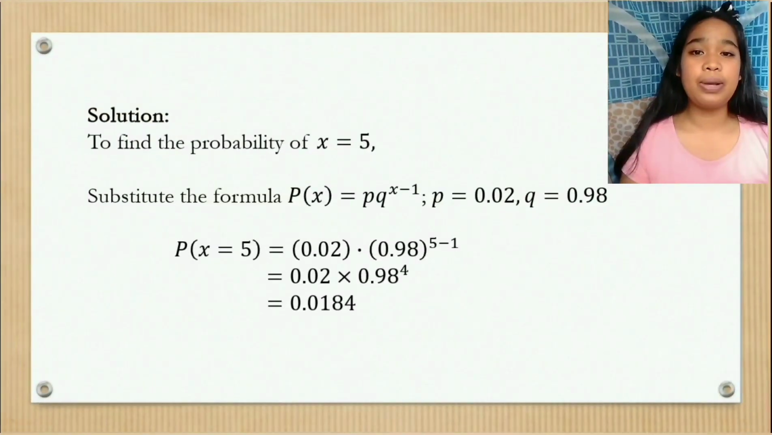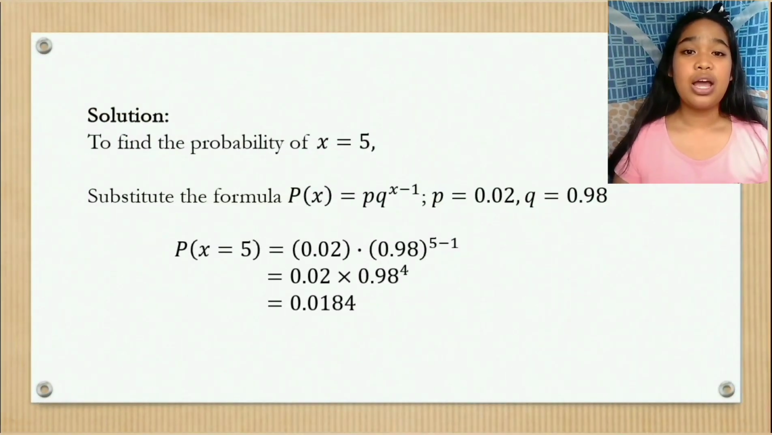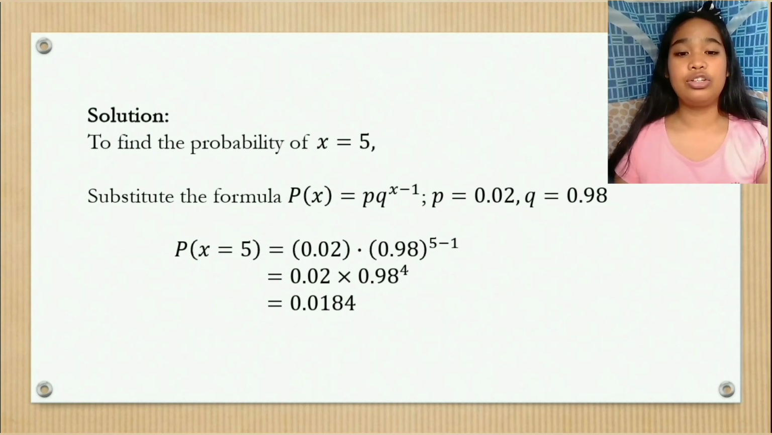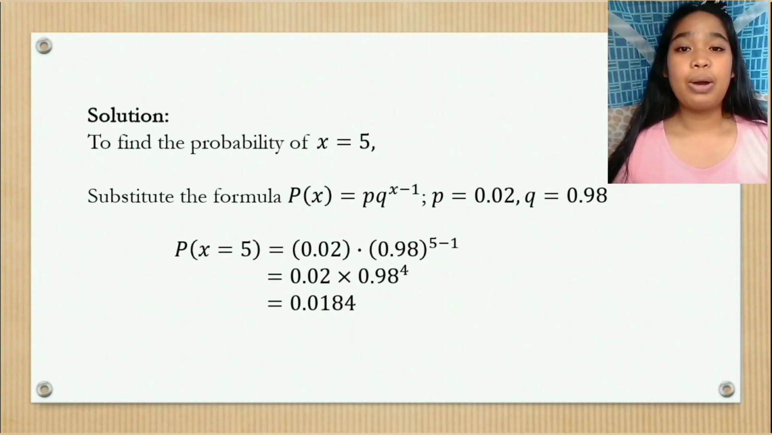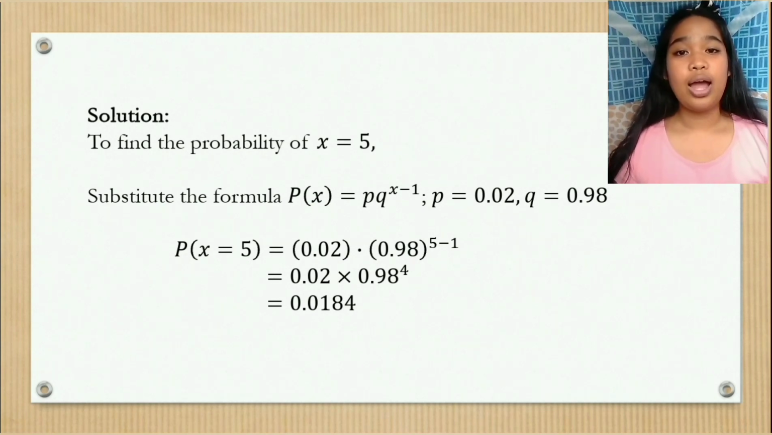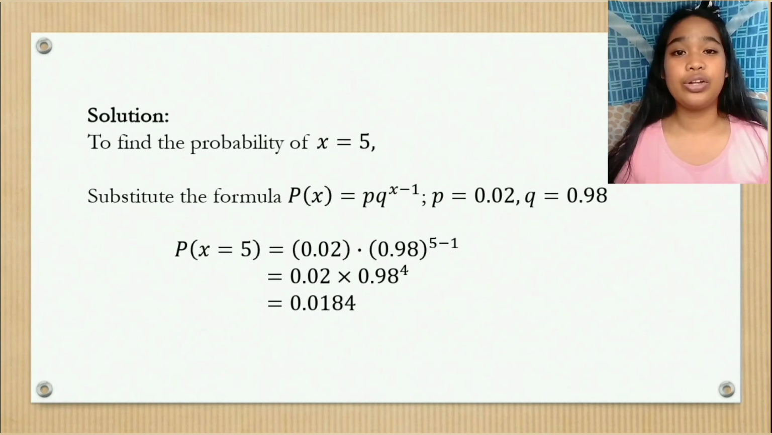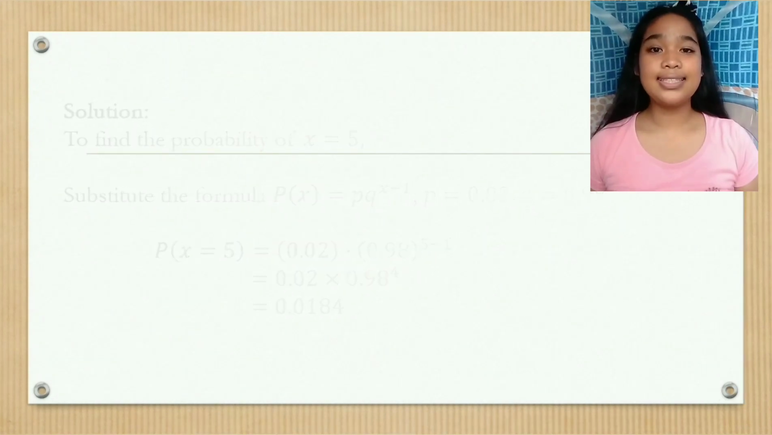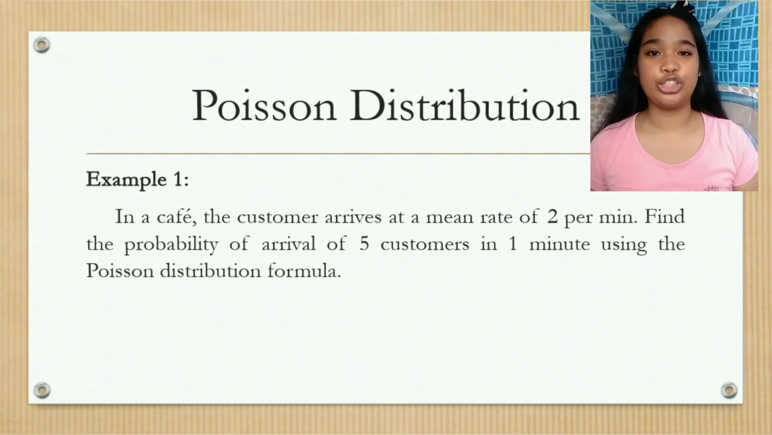Solution. To find the probability of x equals 5, substitute in the formula of the geometric distribution. Then, the probability of x equals 5 is equal to 0.02 times 0.98 raised to 4, which equals 0.0184. Therefore, the probability that you get someone with green eyes on the 5th person is 0.0184.